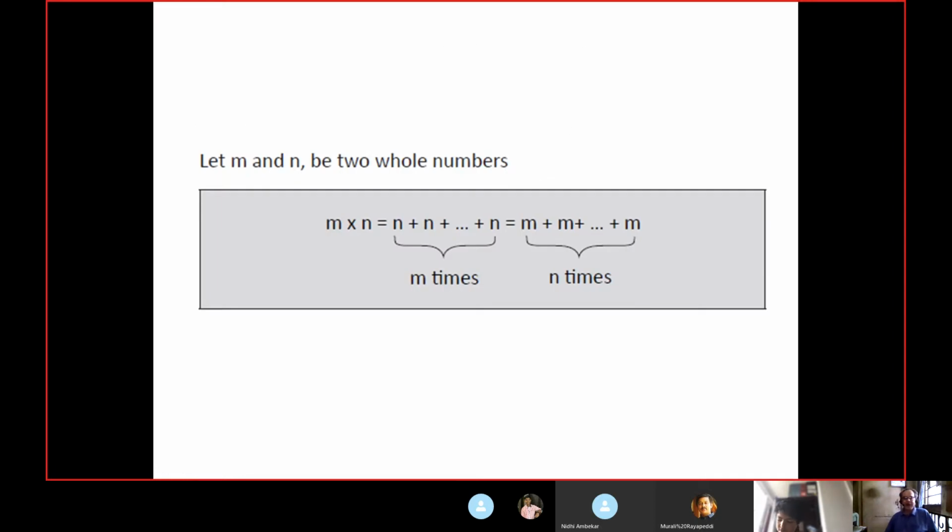So let m and n be two whole numbers. So m times n is what? Adding m times or adding n times. This is a kind of tongue twister. M times n is adding m times or adding n times.